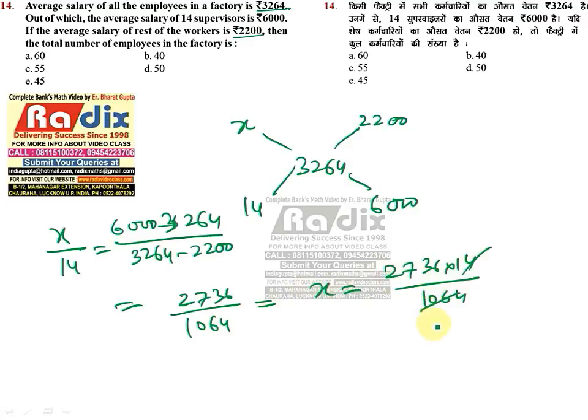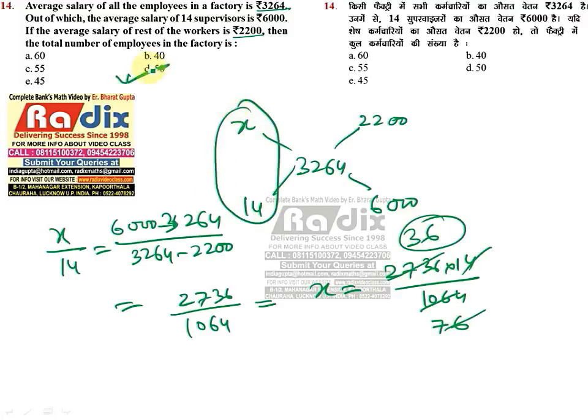This is 7 and 6 and 76, this 36 times. So x की वैल्यू होगी 36. Total persons would be 36 plus 14, or 50. Answer is D option.